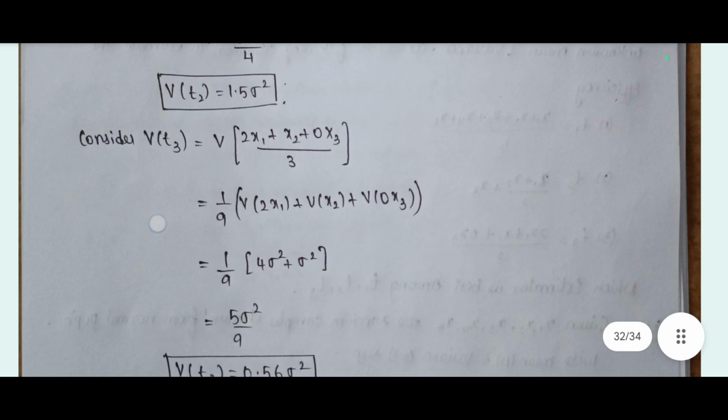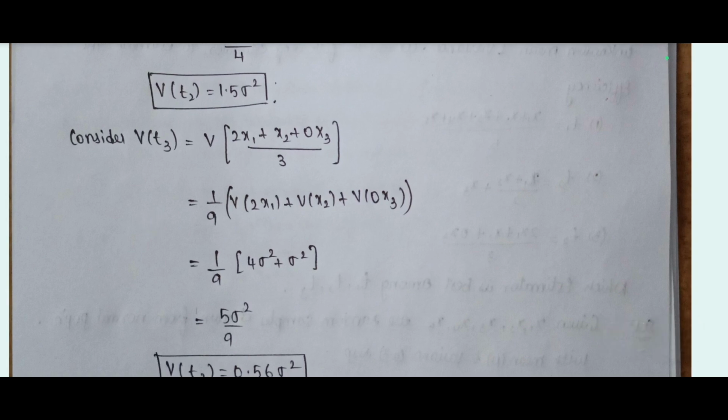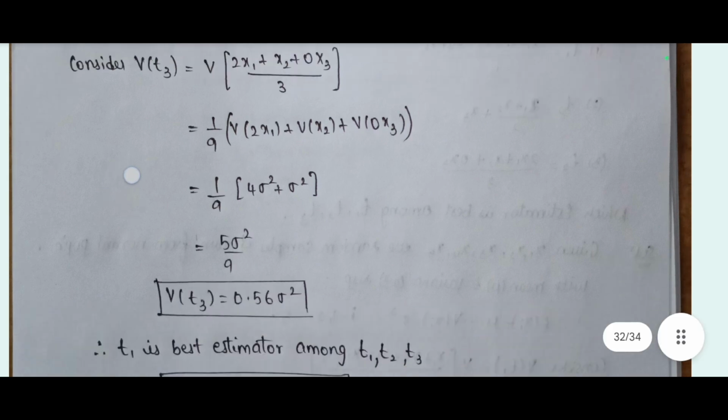Next, consider the third estimator, which is already having the value as 0. In that value, variance of 2x1 plus x2, if you apply the variance to that, then you will get 1 divided by 9 times the square value. Next, 4 sigma square plus sigma square, 5 divided by 9, that is 0.56.